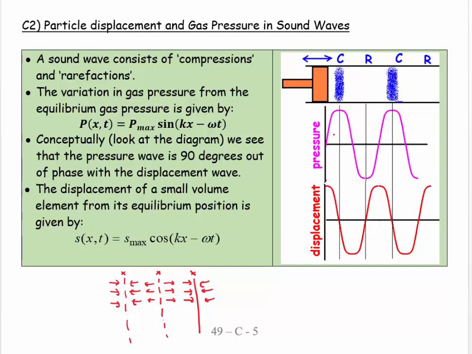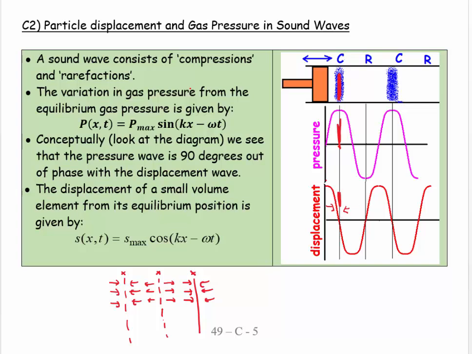And so if we look over here, what we see is, to get this high compression region here, what happened is the particles to my left had a positive displacement, so they moved to the right, and the particles to my right had a negative displacement, so they moved to the left. Can you see that?